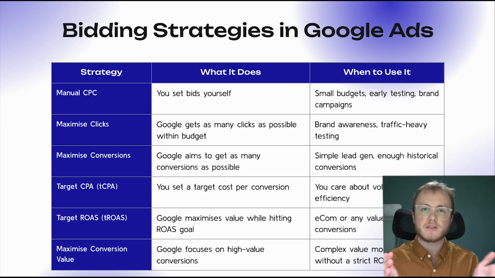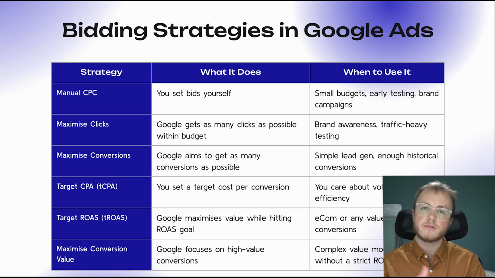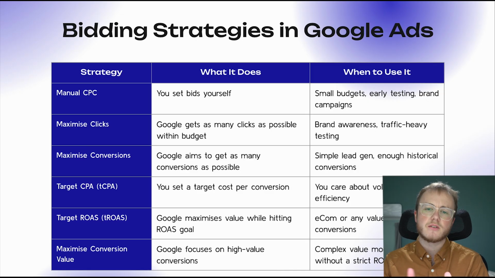So if you have a £10 a day budget, you're just saying to Google, spend it and get as many clicks as possible. And then Google will sort of optimize towards good quality, but also just volume of clicks to the website. And this is good if you're testing things out or if you're going after brand awareness.